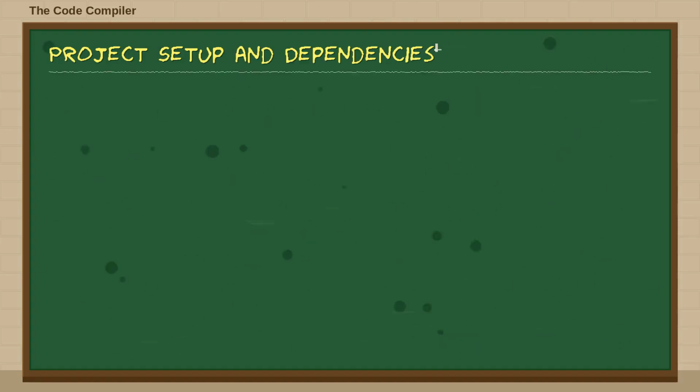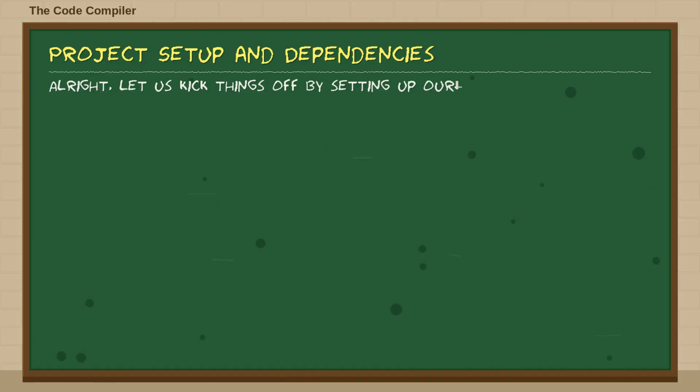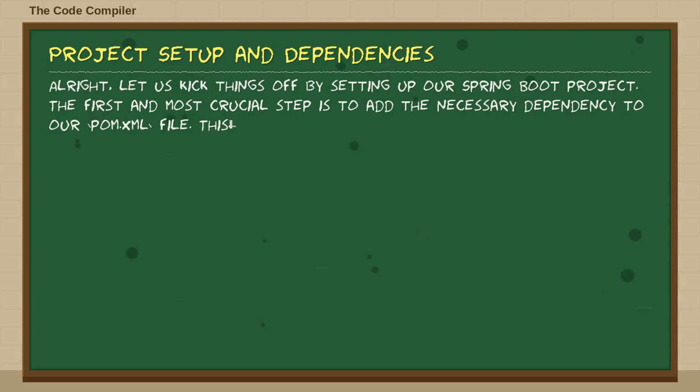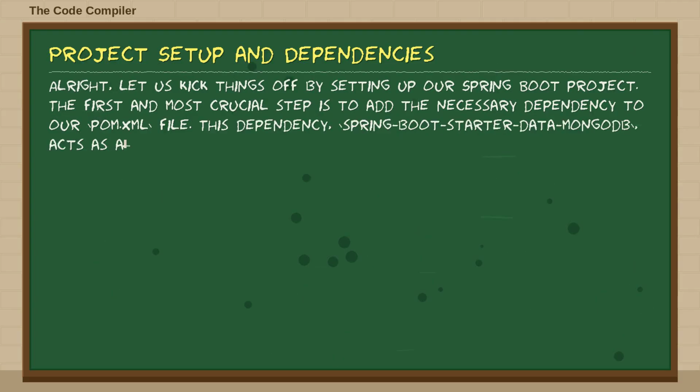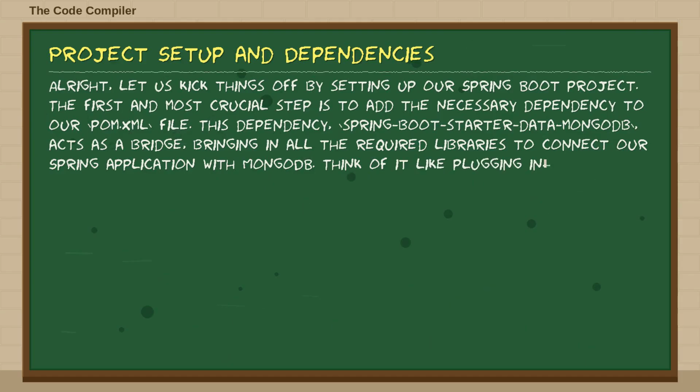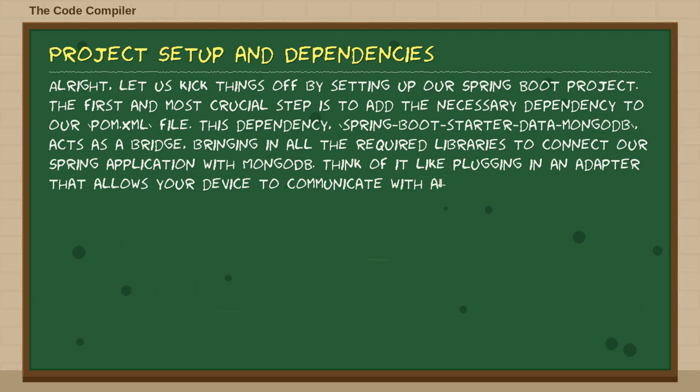Alright, let us kick things off by setting up our Spring Boot project. The first and most crucial step is to add the necessary dependency to our pom.xml file. This dependency, Spring Boot Starter Data MongoDB, acts as a bridge, bringing in all the required libraries to connect our Spring application with MongoDB. Think of it like plugging in an adapter that allows your device to communicate with a new type of power outlet.